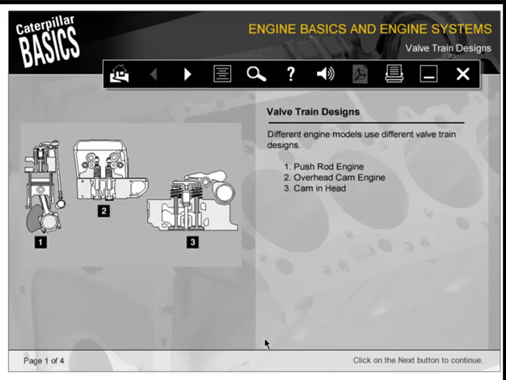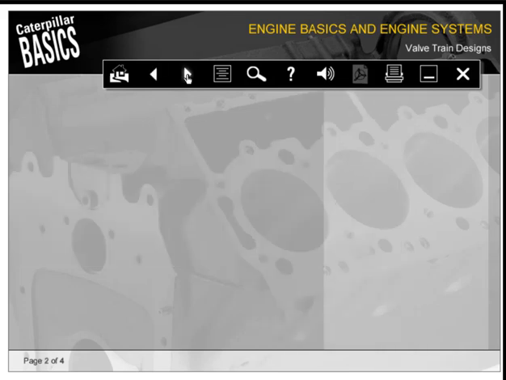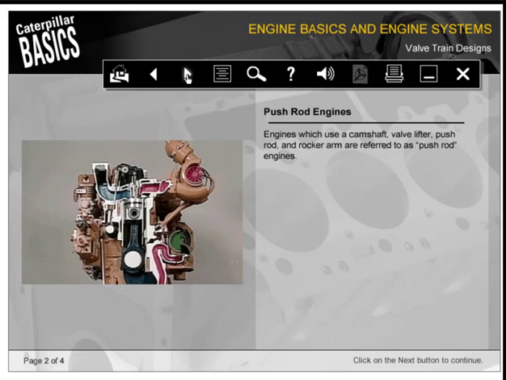Different engine models use different valve train designs. These include 1, a pushrod engine, 2, an overhead cam engine, and 3, a cam-in-head engine. Engines which use a camshaft, valve lifter, pushrod, and rocker arm are referred to as pushrod engines.